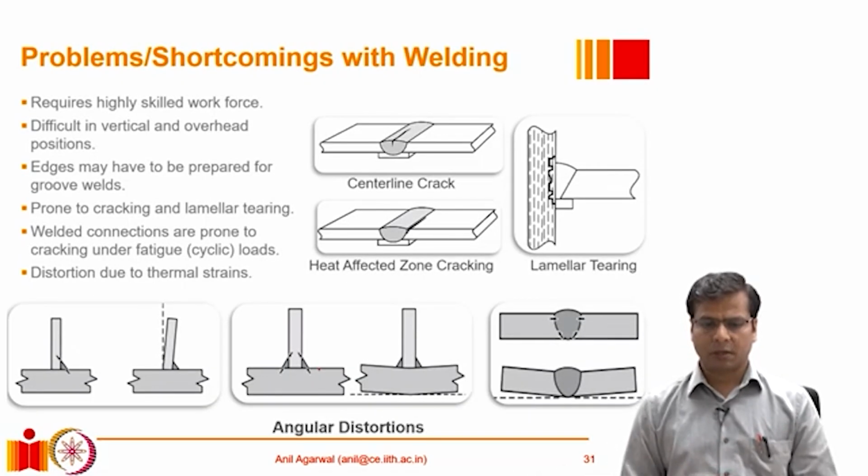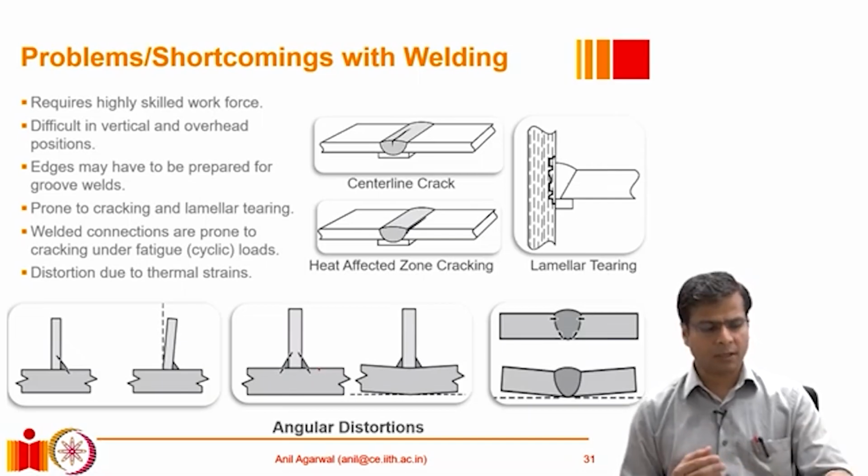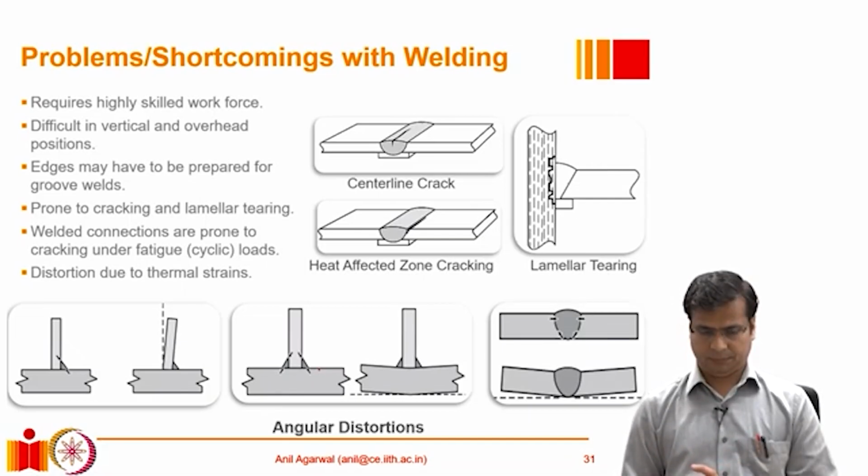What are some of the major shortcomings of welding, again, in comparison to other types of connections? Welding usually requires a higher skill level in comparison to bolting. Bolting, if it is not a high strength friction grip bolt, is a very simple process. Almost a semi-skilled person can do it.